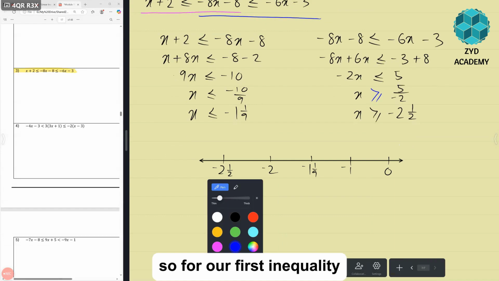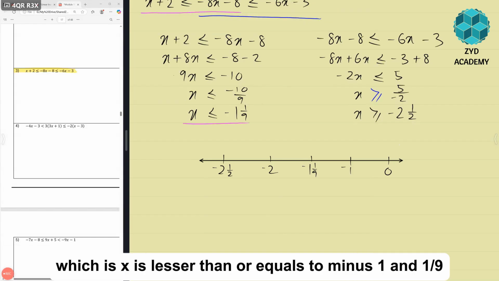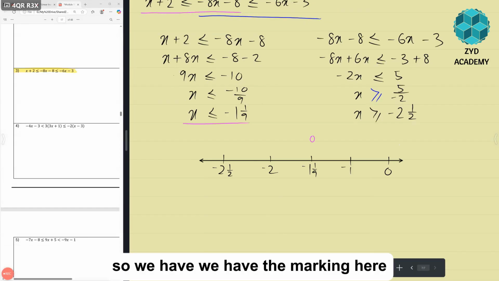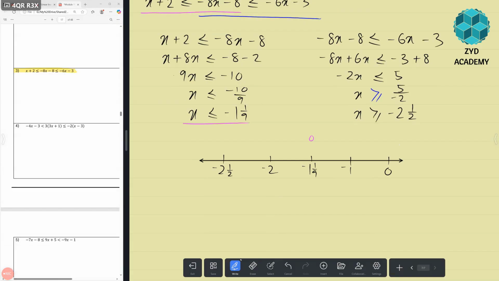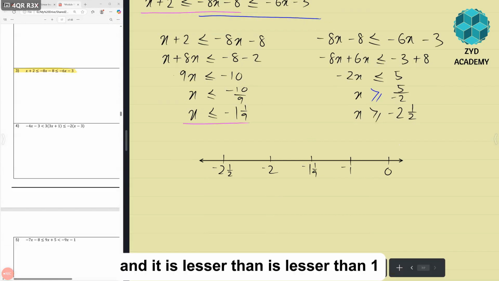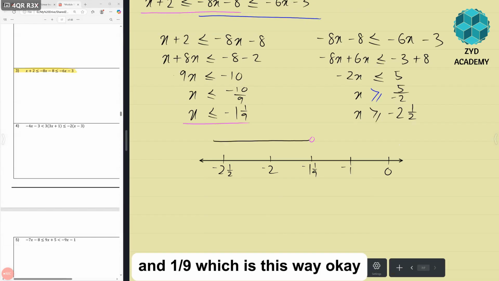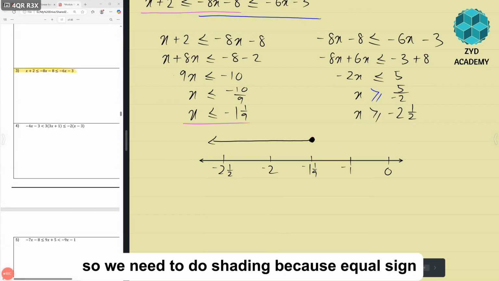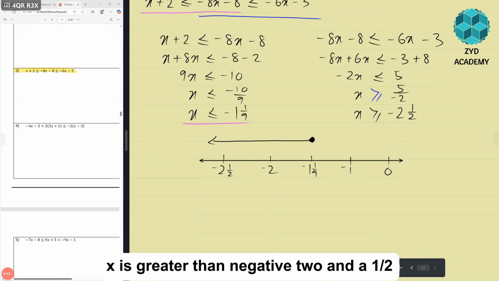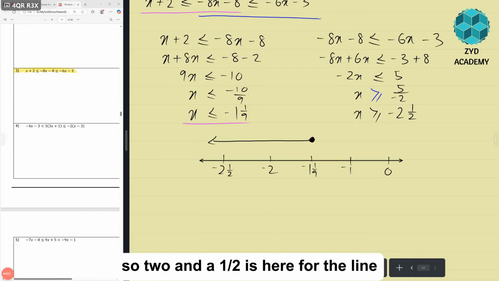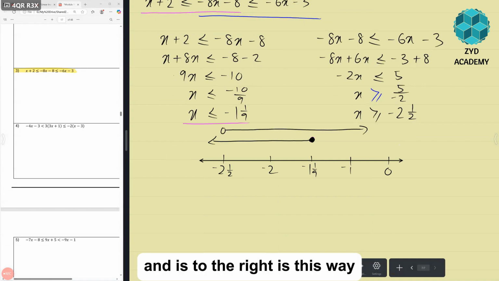For our first inequality, x ≤ -1 1/9, we have the marking here, and it is less than -1 1/9, so it's this way. We need to do the shading because it's an equal sign. And the other one is x ≥ -2.5. So -2.5 is here. Draw the line, and it's to the right, this way. And we need to do the shading.